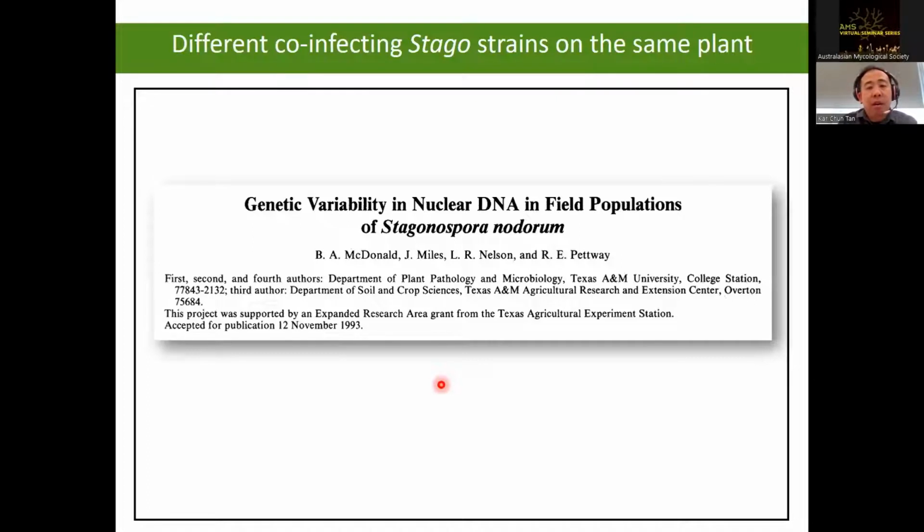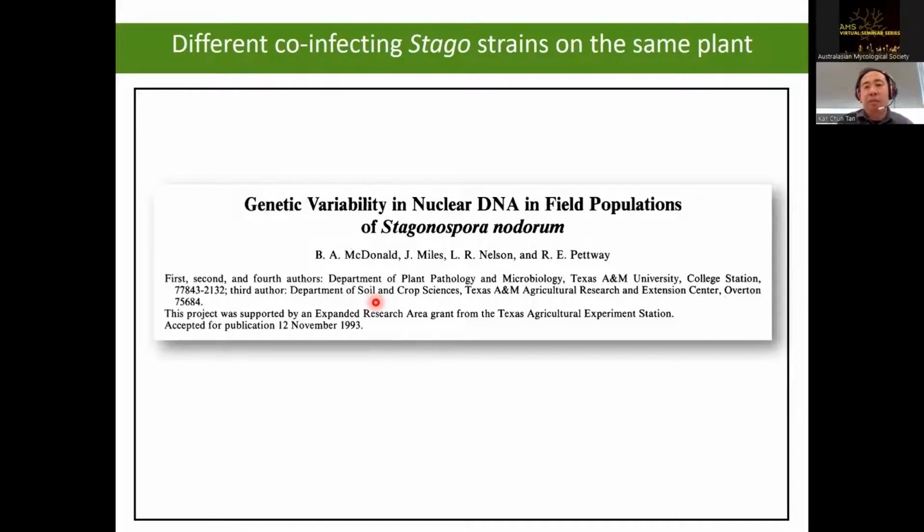There was a study carried out a good 20-something years ago by Bruce McDonald, who's now at ETH Zurich. He did a population genetic study of Parastagonospora nodorum around the world, but also within the same paddock. What he found was that if he took co-infecting nodorum, or different lesions on the same plant, there are different nodorum genotypes or strains that co-infect the same plant.